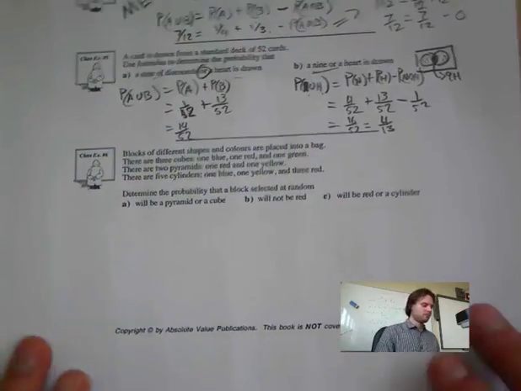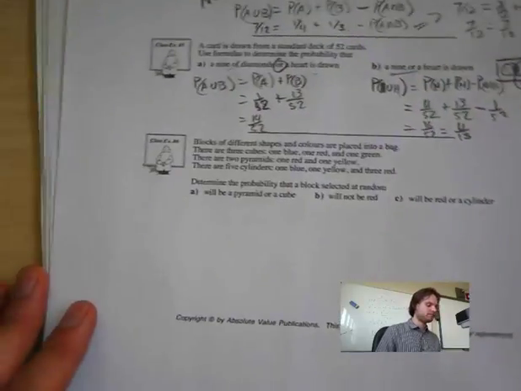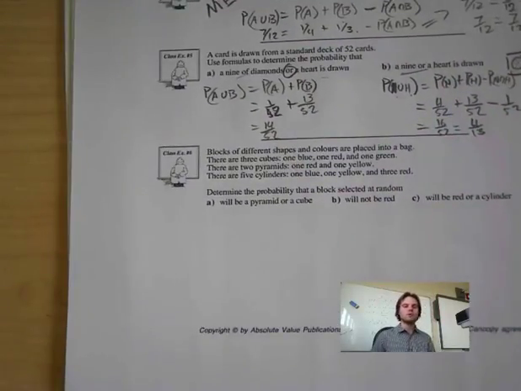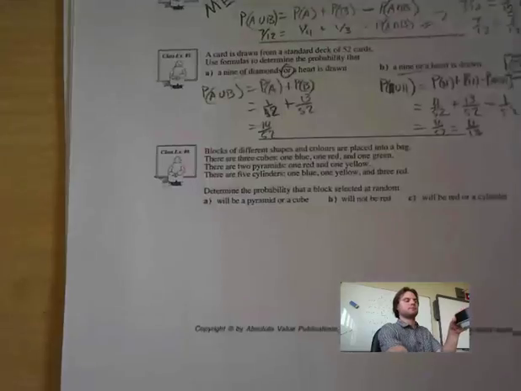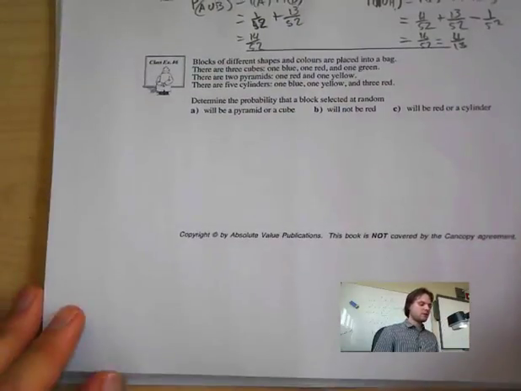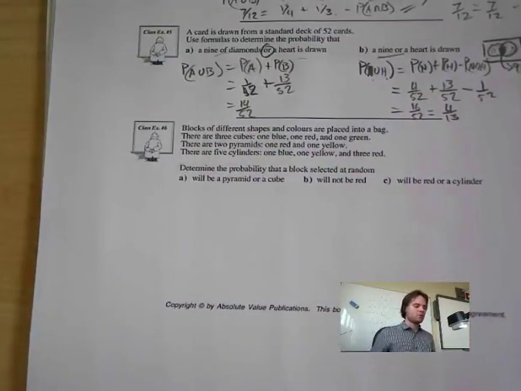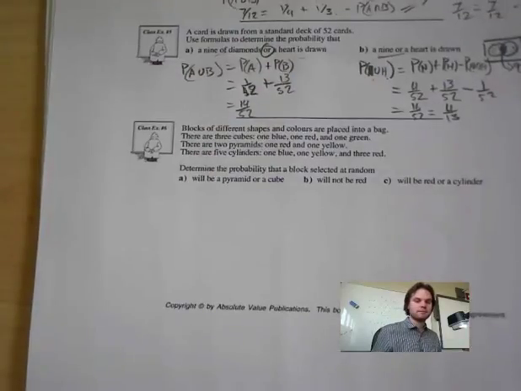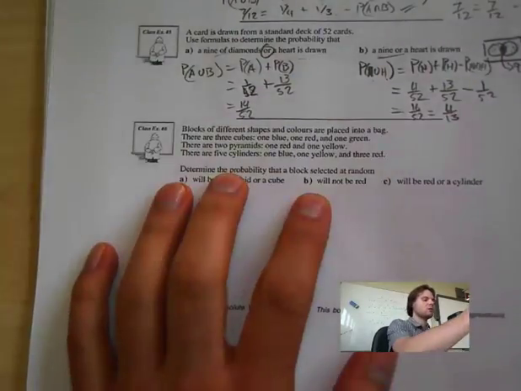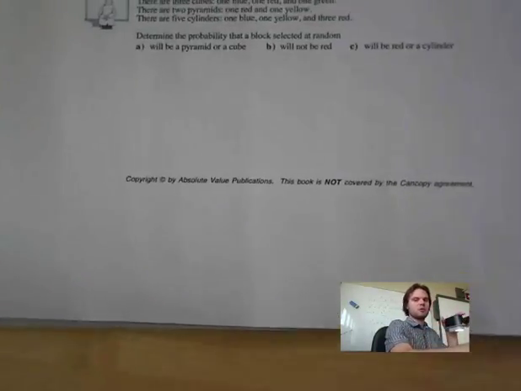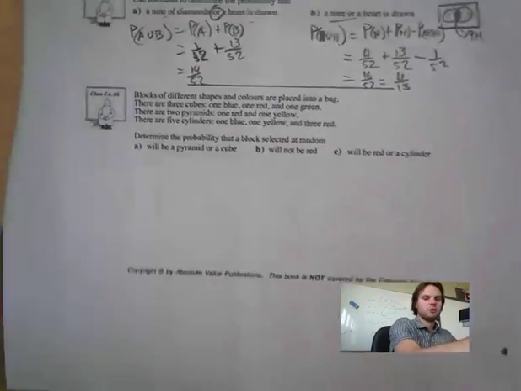Last question. Or sorry, second last question. So we have blocks of different shapes and colors that are to be placed in a bag. All right? There are 3 cubes. There are 3 colored cubes here. So in our cubes, I'm just going to straighten this out a bit better so you can see it clearer.